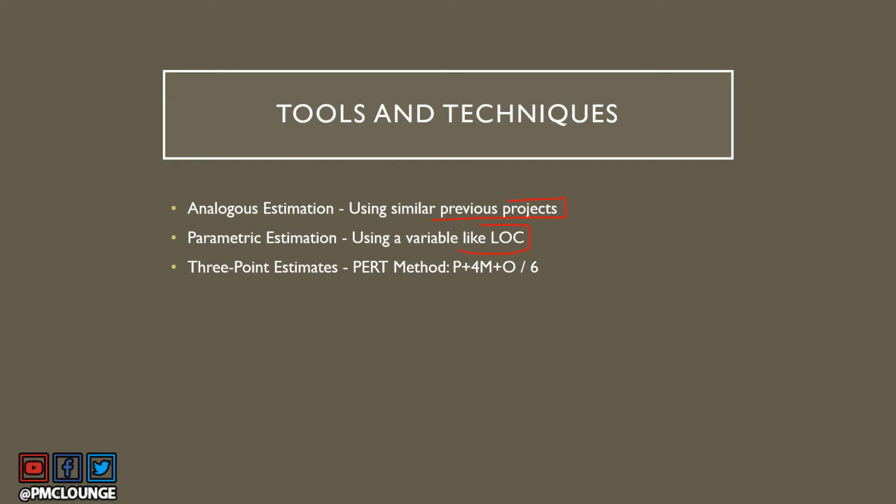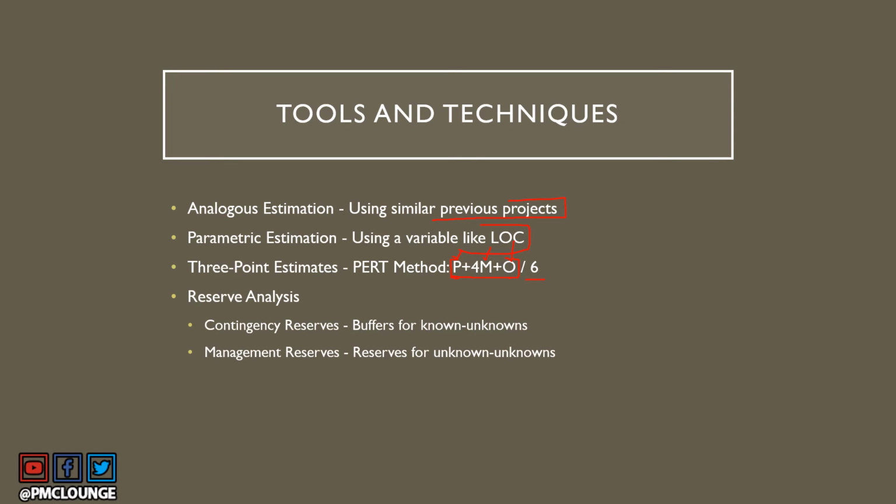Now, next is 3-point estimates. The PERT method, that is (P + 4M + O) divided by 6. This is the formula for 3-point estimates. P stands for pessimistic estimate, M stands for most likely estimate, O stands for optimistic estimate. These are the estimates that you basically obtain from your project team, and then you apply the formula and divide by 6 to get a value which is your 3-point estimate.